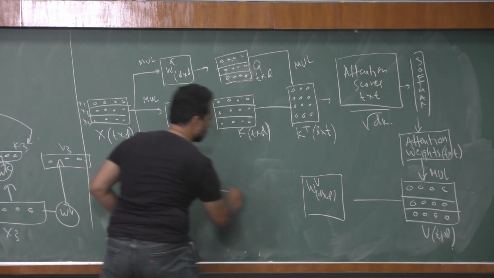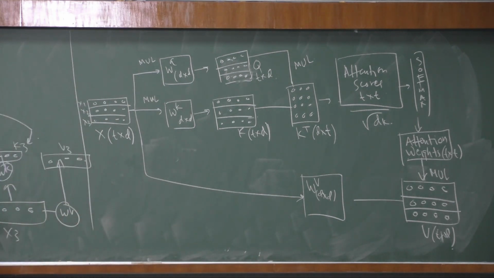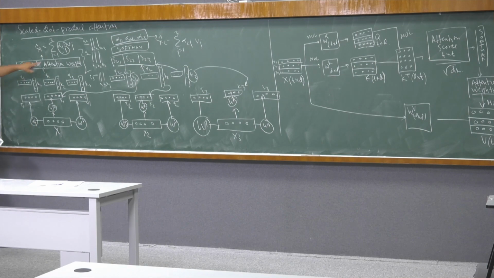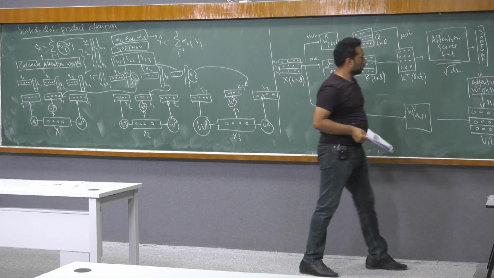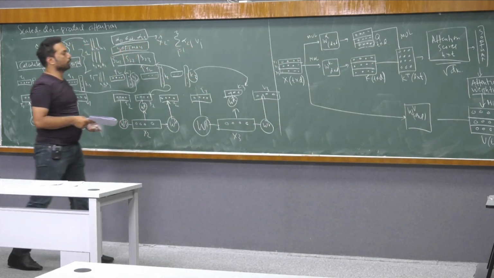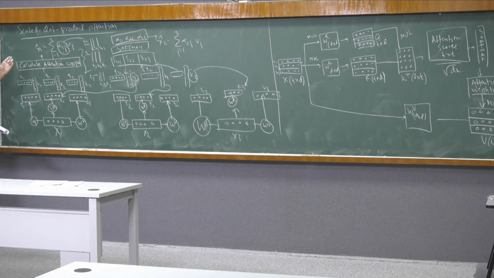So this X was multiplied with the value matrix, and eventually we get these value vectors, and the attention weights do a linear combination with these v_j. This linear combination is denoted as the multiplication of the attention weights, t by t, with the values, t by d. You can check for yourself that this indeed produces these linear combinations. So this was the scaled dot product.